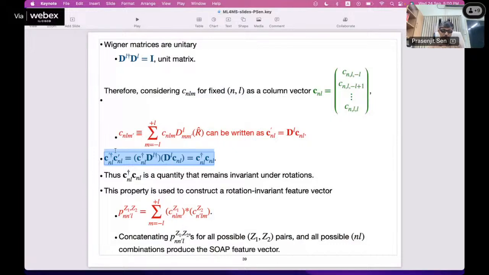So that is what eventually this relation tells me. Even if I apply a rotation, the scalar product of the vector C with itself does not change. So this is the property we use to construct a rotationally invariant feature vector. Now remember we had this index Z, which we dropped for the sake of convenience. We bring that in and we write this quantity P, n n primed L Z1 Z2, as this.